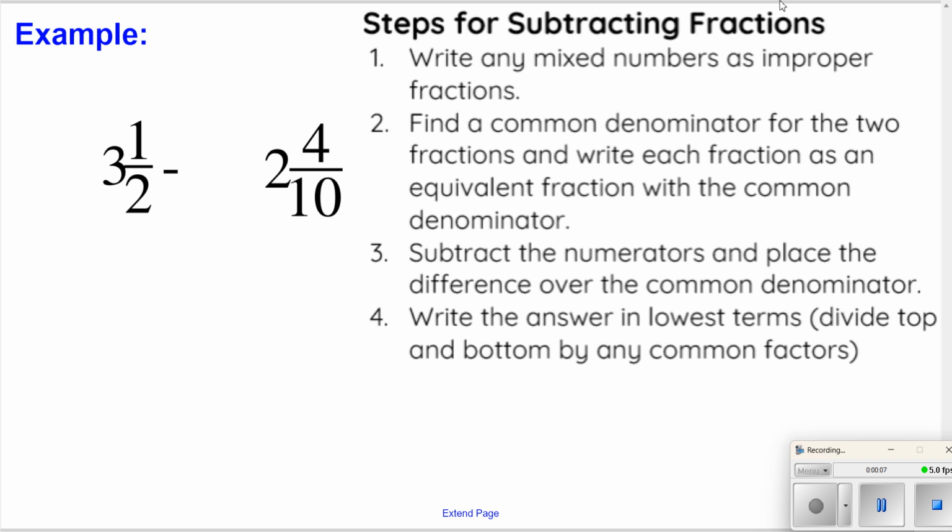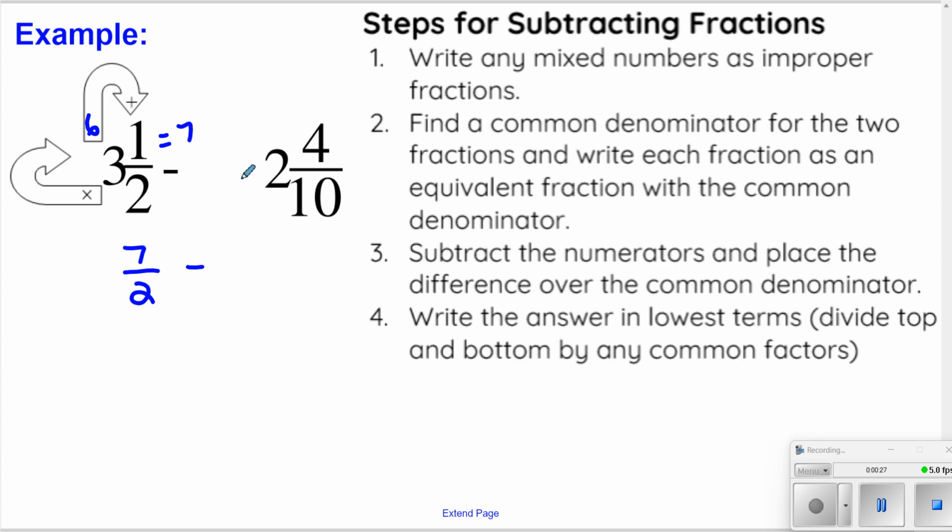So let's get started. Step number one, any mixed numbers have to go as improper fractions. So we see two mixed numbers. I'm going to change the first one. I'm going to do 2 times 3, which is 6, and then add 1 is 7. So 3 and 1/2 becomes 7 out of 2.